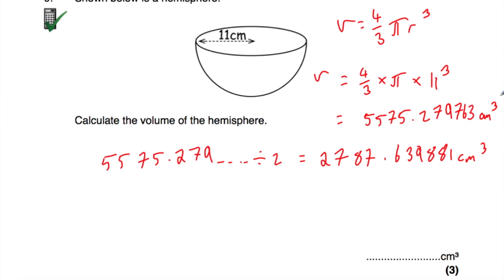And if we were asked to give that to so many decimal places, let's just round that to 2 decimal places. That'll be 2,787.64 centimeters cubed. And that's it. And if you got that, well done.